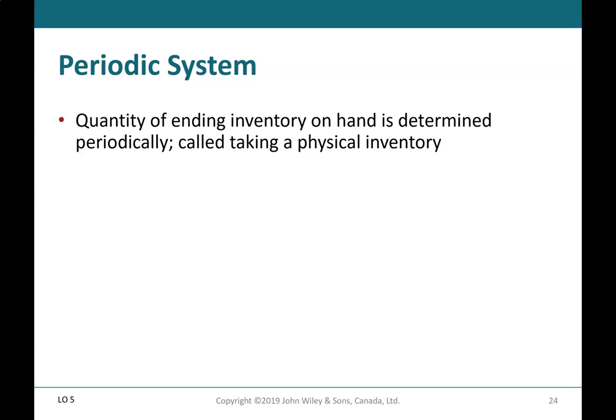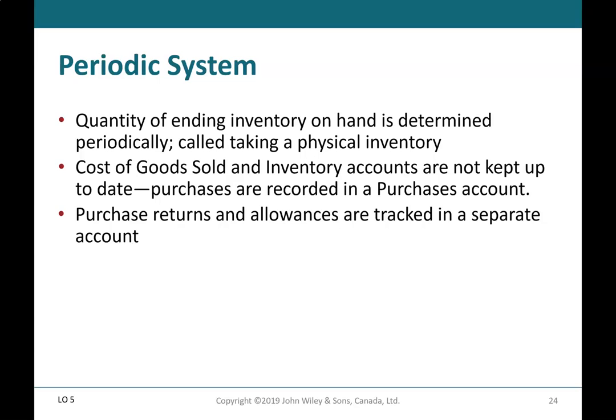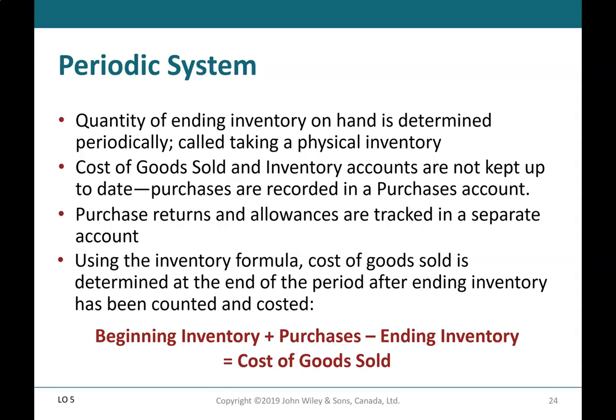Periodic system: the quantity of the ending inventory on hand is determined periodically, called taking a physical inventory. Cost of goods sold and inventory accounts are not kept up to date. Purchases are recorded in a purchases account. Purchase returns and allowances are tracked in a separate account. Using the inventory formula, cost of goods sold is determined at the end of the period after ending inventory has been counted and costed. Beginning inventory plus purchases minus ending inventory equals cost of goods sold.